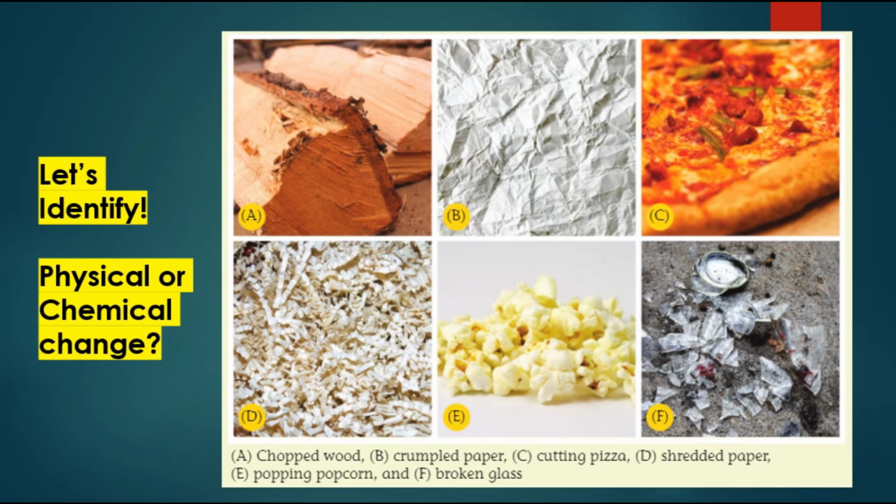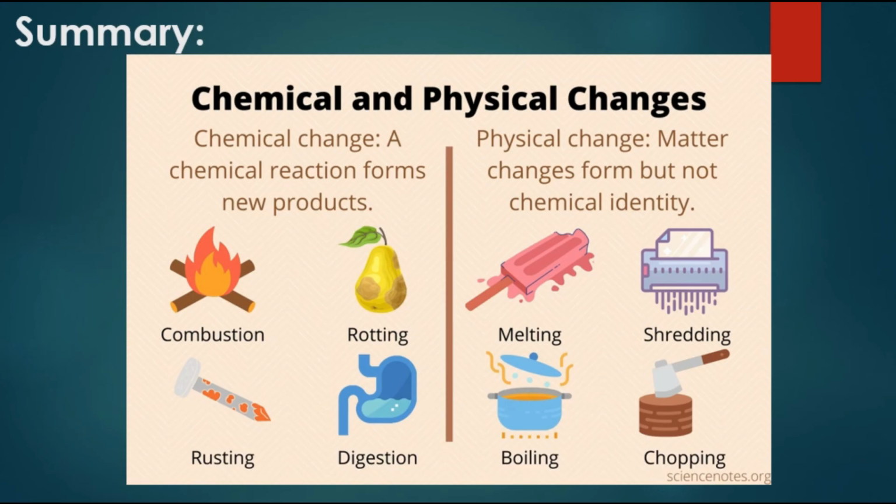And last is the broken glass. Is it a physical or a chemical change? It's a physical change. If you got the right answers, very good. Let's have a recap. Chemical change is a change that involves a chemical reaction which forms new products. Examples of these are combustion, burning materials, cooking materials, rusting of metals, rotting or decaying of biodegradable materials, and digestion within our stomach is also a chemical change.